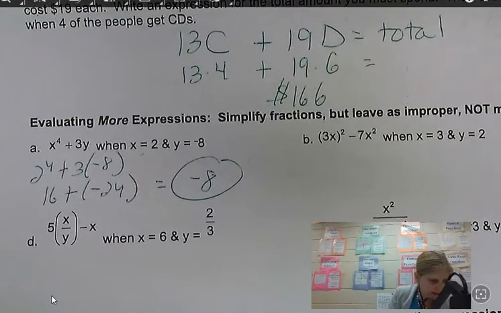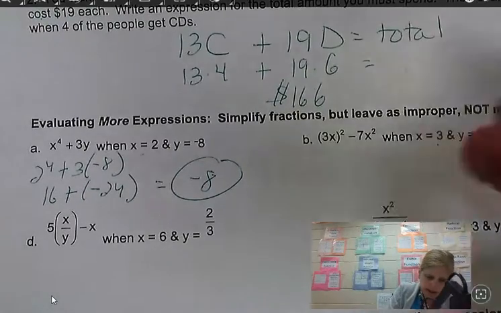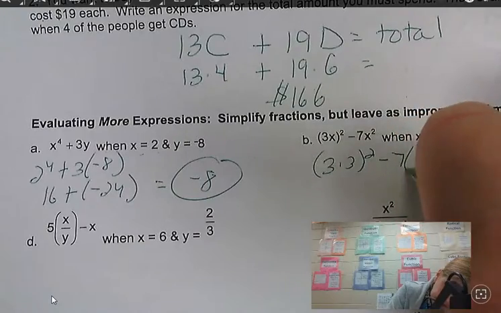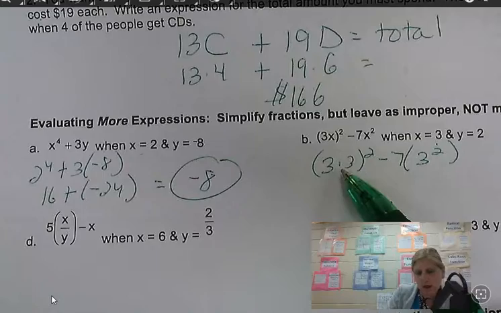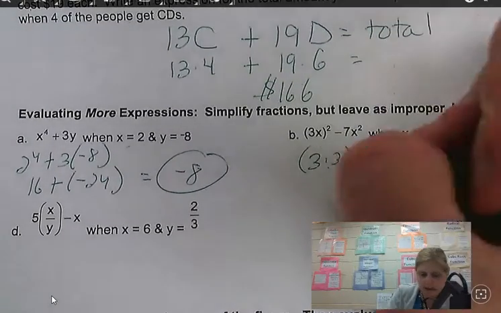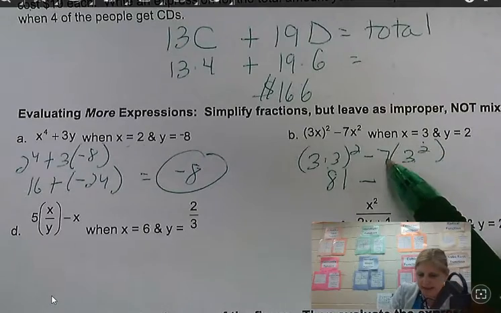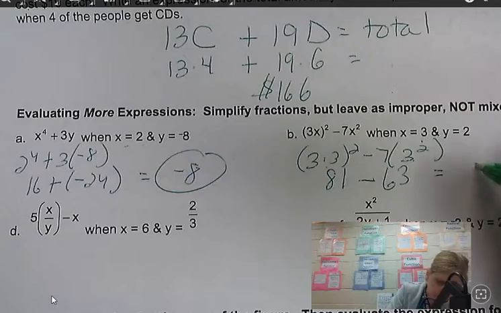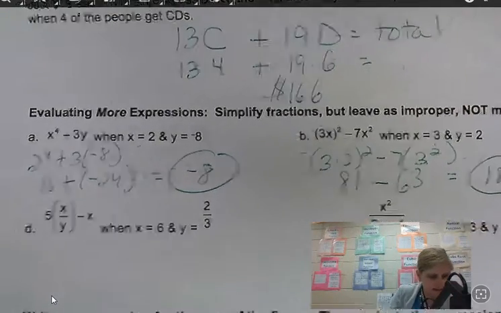Letter B, I have x is 3 and y is 2, so I have 3 times 3 squared, squared, minus 7 times 3 squared. 3 times 3 is 9. Squared is 81. 3 squared is 9. Times 7 is 63. I go ahead and do this, and I get 18.